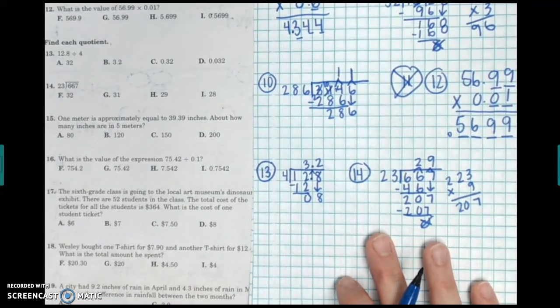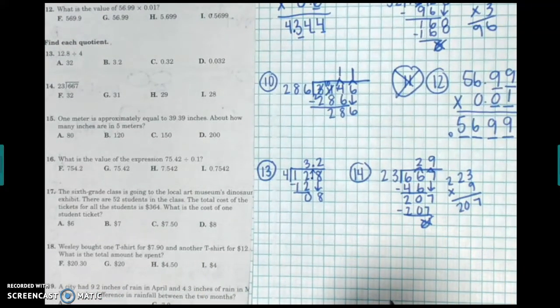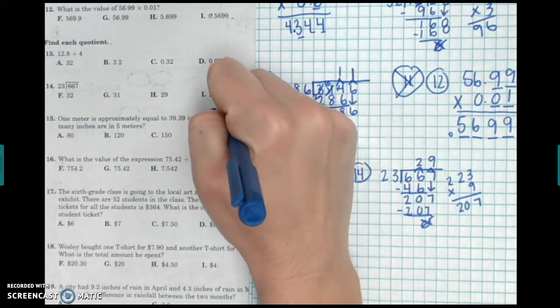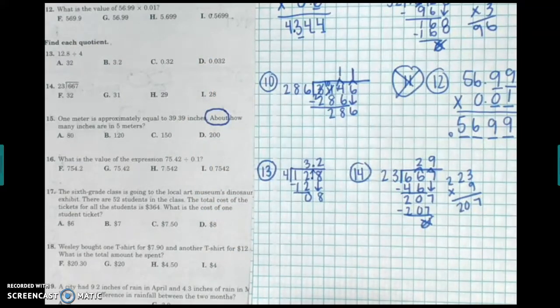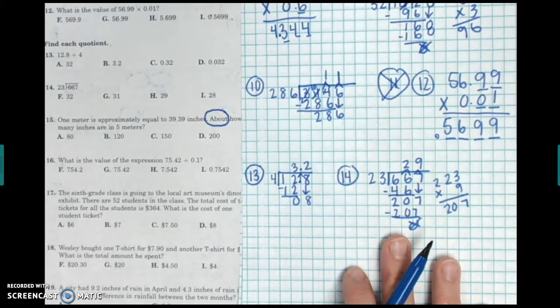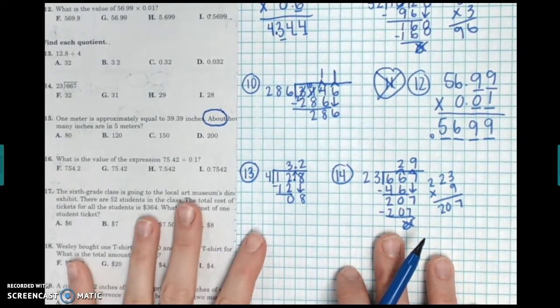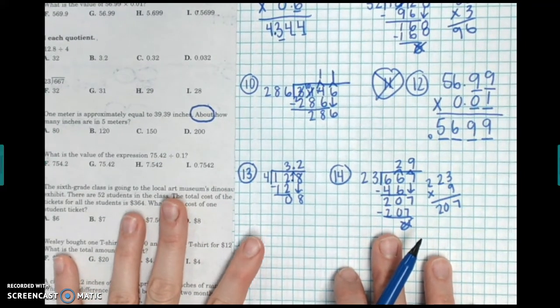1 meter is approximately equal to 39.39 inches. About. What does that mean we're going to do? How many inches are in 5 meters? So instead of 39.39, what should we change that to? 40.